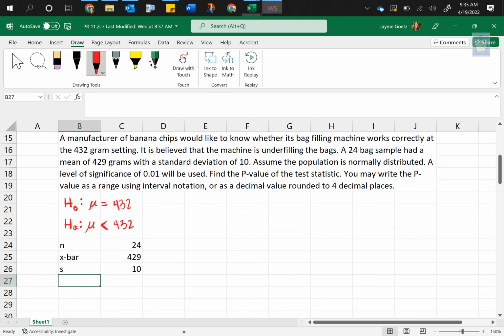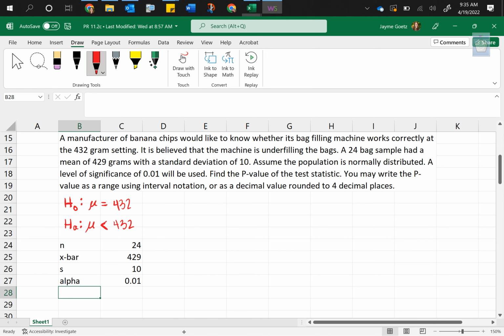Then it says, assume the population is normally distributed. They have to tell us that because the sample size is not greater than 30. A level of significance of 0.01 will be used. What does that go in for? That's going to be my alpha. Very good. So 0.01.